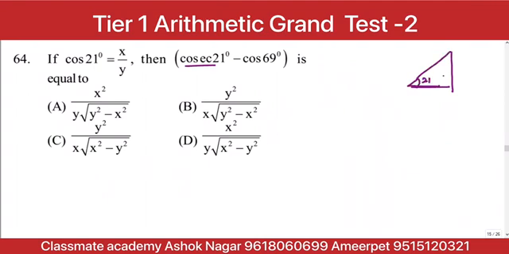This is 21. This is x. See, cos means adjacent by what? Hypotenuse. So this becomes under root of y square minus x square. Yes or no? If it is 21 means this becomes 69. Now you tell me what is cosecant 21. Cosecant is hypotenuse by opposite.